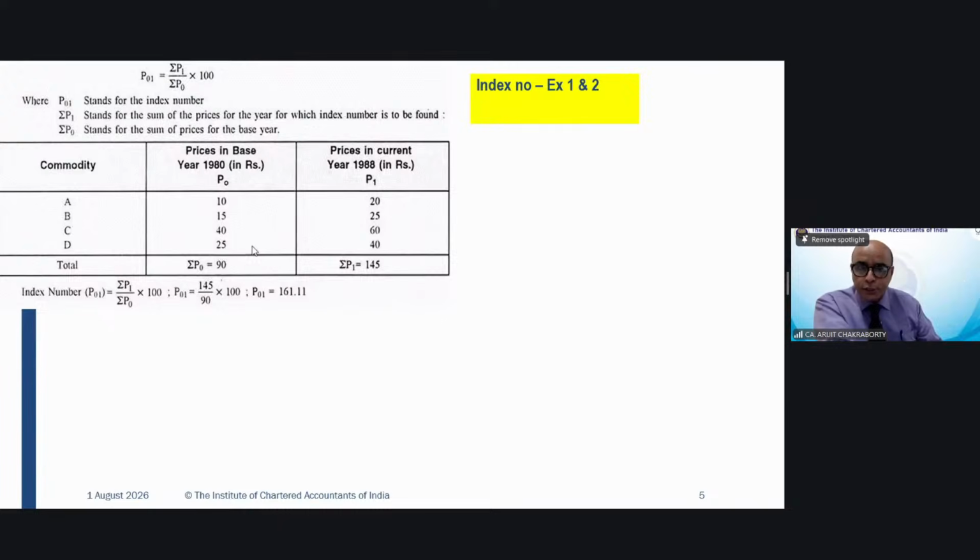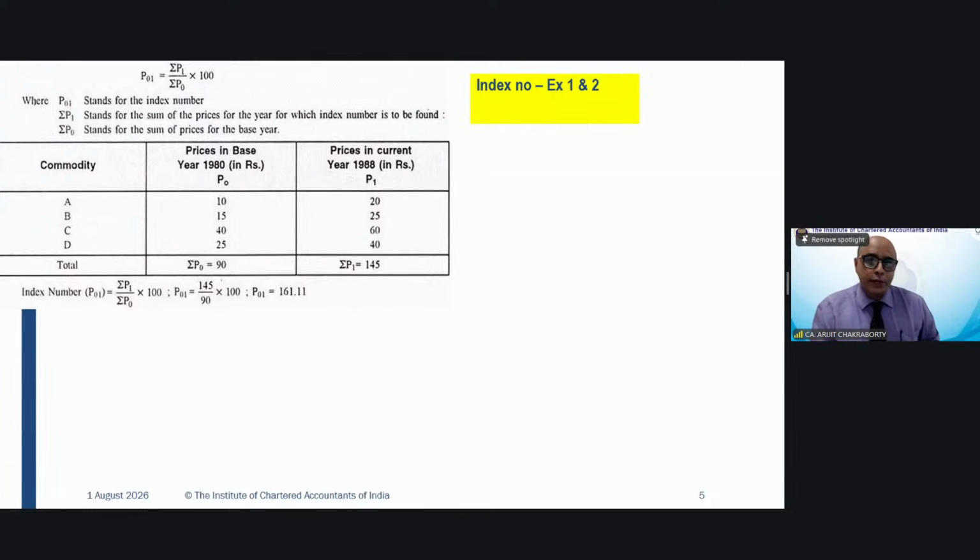That means for the base year, what is the total price of all four commodities? That is sigma P0, which is 90 in the example. In the current year 1988, as per our example on this slide, the sum of the prices, sigma P1, comes to 145, and therefore the index number is sigma P1 divided by sigma P0 into 100. So you get P01, the index number.